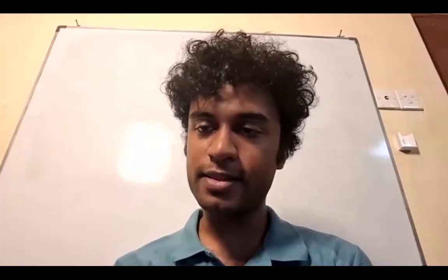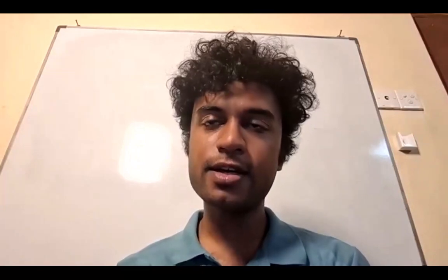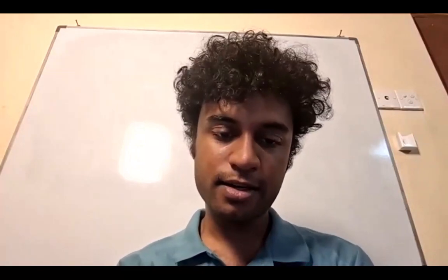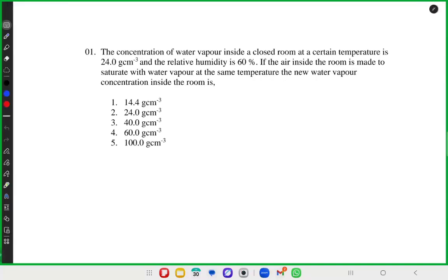So we're going to start then. We have 5 MCQs from humidity. We'll go one by one, right? Okay. So the first question is a very simple question. The concentration of water vapor inside a closed room at a certain temperature is 24 gram per centimeter cube, and the relative humidity is 60%. If the air inside the room is made to saturate with water vapor at the same temperature, the new water vapor concentration inside the room is.